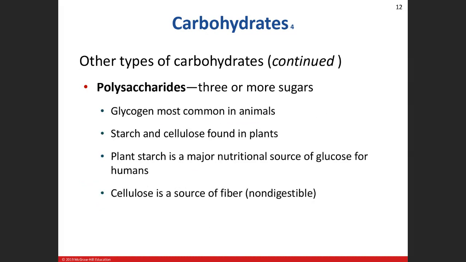And finally, not to forget about our polysaccharides. This is when you have three or more sugars strung along. I talked about glycogen, which is what we see in animals, and then our starch and cellulose. I didn't talk about the cellulose so much. Starch is what we discussed that gets broken down, like in potatoes, certain tubers and whatnot. But the cellulose is pretty much the fiber, which is the non-digestible material that gives us that filler.